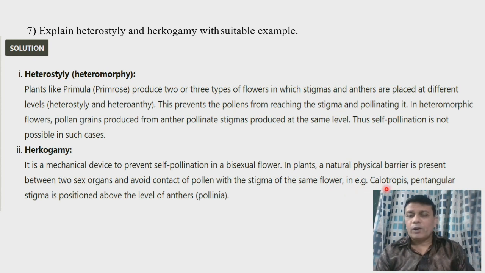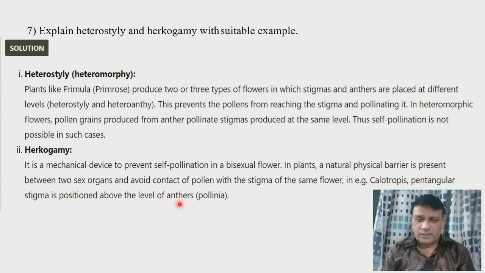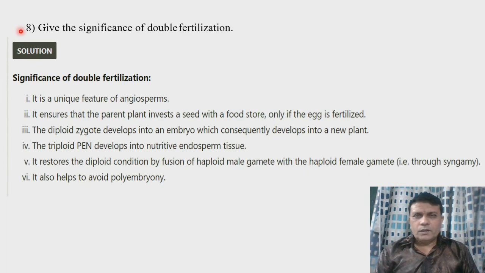Now example calotropis. In calotropis, pentangular stigma is placed or it is positioned above the level of the anthers. These anthers are called as pollinia in calotropis. So as the stigma is at greater height than the anthers, the self pollination is avoided and in such flowers cross pollination is observed. Then the next question is give the significance of double fertilization.